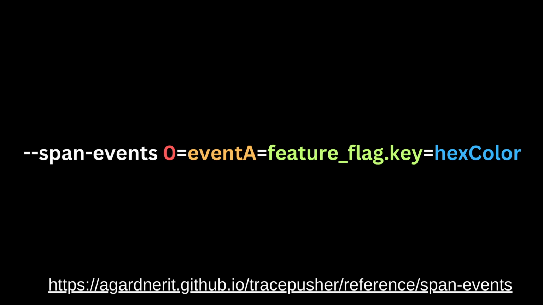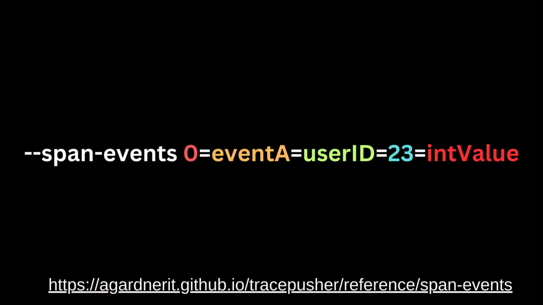The second parameter is the span event name. The third is the attribute key. And the fourth is the value. And then, just like span attributes, if a fifth parameter is not given, tracepusher will assume the attribute value is a string. If a fifth parameter is given, tracepusher is going to use it. So you can push strings, you can push integers, booleans, and so on, just like attributes.